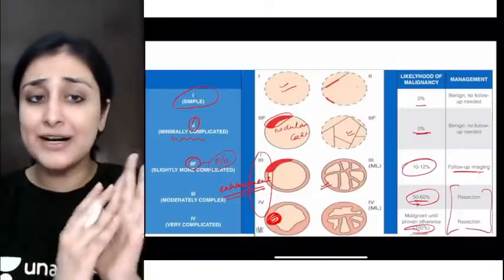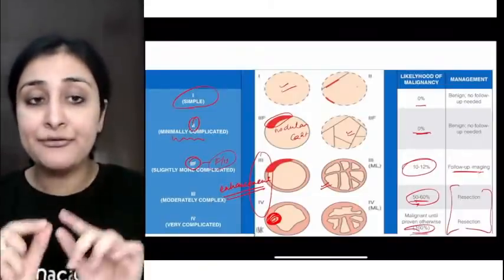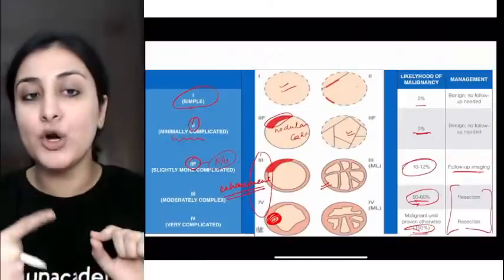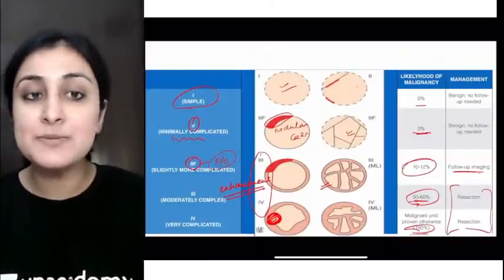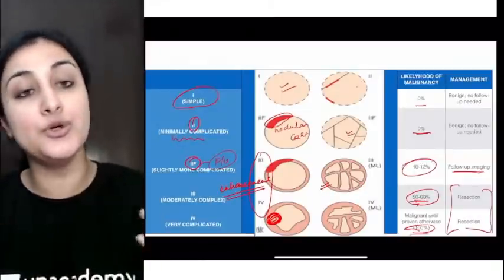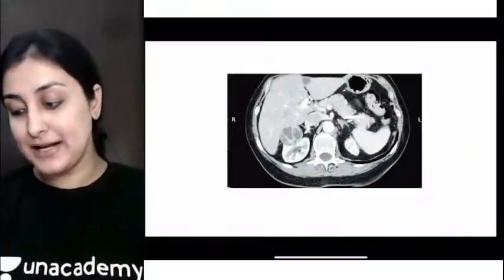ठीक है, तो simple है. 1 and 2 do nothing. 2F nodular calcification, follow it up. 3 and 4 any enhancement of septa, any enhancing nodule, you resect it, right? So that is Bosniak classification.